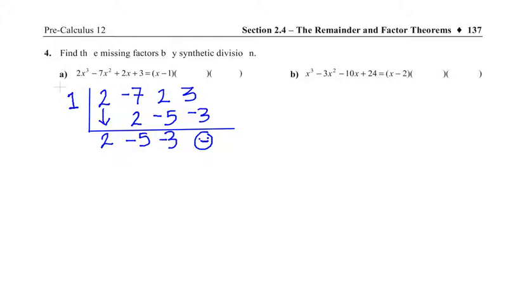So we know that in this polynomial we've taken out an x minus 1, so we know that the degree is 1 less. So when we rewrite this polynomial, the quotient would be 2x² minus 5x minus 3. And now our next step is to factor it. So let's make two nice little brackets.